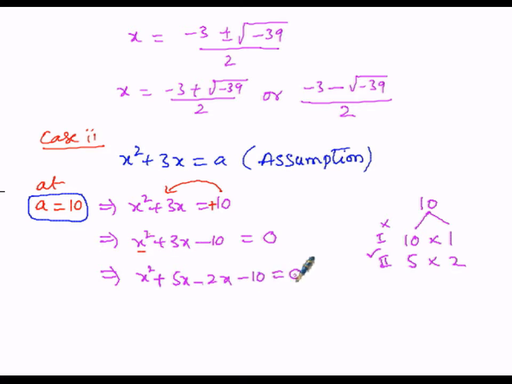But here, among the first two terms and among the last two terms, I want to take the common factor. The x square can be written as x into x. When one x is taken as common among two x's, that is x square, so one more x will be left inside.